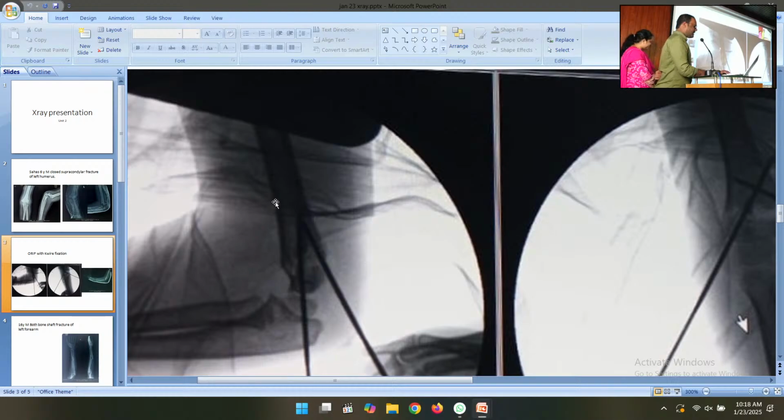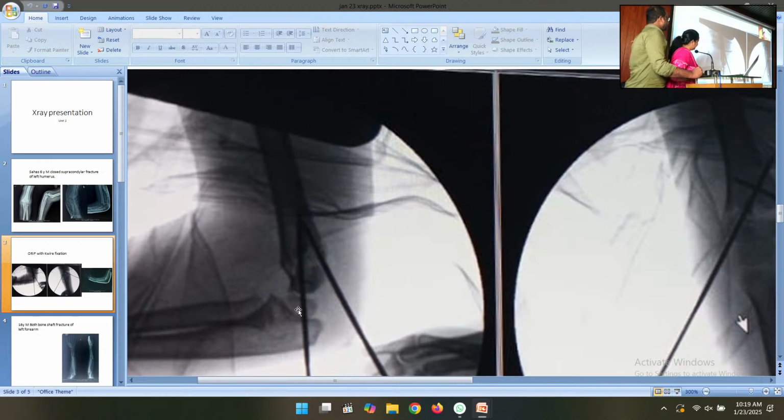So the anterior humeral line should coincide with the capitulum, sir, and should cut through. The anterior humeral line cuts through the junction between the anterior 2/3 and posterior 1/3 of the capitulum. Anterior 1/3 and posterior 2/3.